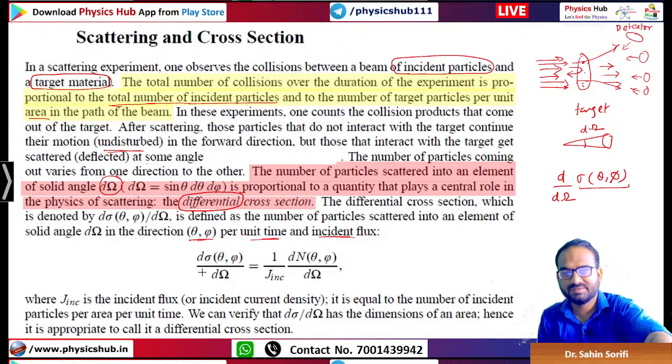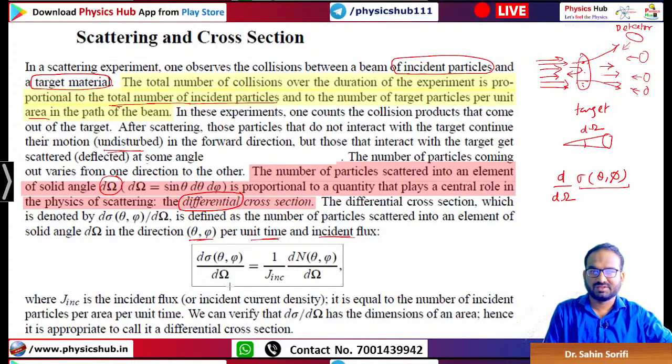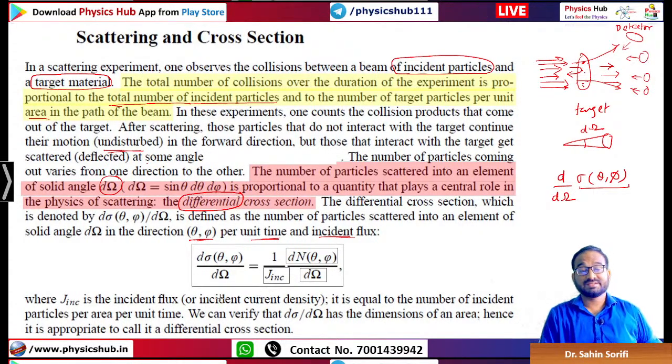Mathematically it is represented by this formula: d sigma theta phi by d omega is equal to the number of particles dN theta phi per unit solid angle d omega, per unit time, per incident flux, that is J incident. J incident is the incident flux or incident current density, current flowing per unit area. It is equal to the number of incident particles per unit area per unit time. So this is J incident.